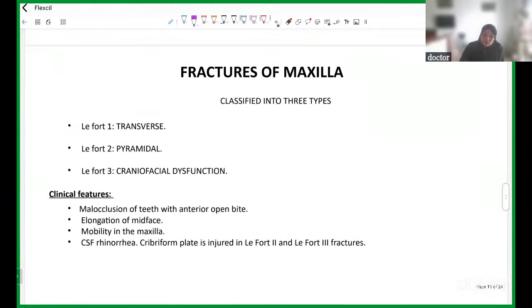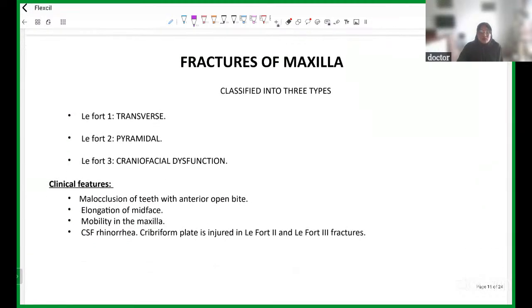Coming to the next topic, fractures of the maxilla. What are fractures of the maxilla? The maxilla is this part, right? It is classified into three types: Le Fort 1, Le Fort 2, and Le Fort 3. This is very, very important for FMGs as well, and especially for those doing specialties, they will always ask you about fractures of the maxilla.